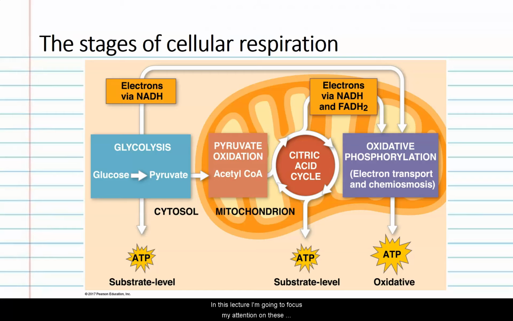In this lecture, I'm going to focus my attention on these first three stages because this is where we see the oxidation steps occurring. In the next lecture, we'll focus on the reduction of oxygen, which is our oxidative phosphorylation step.